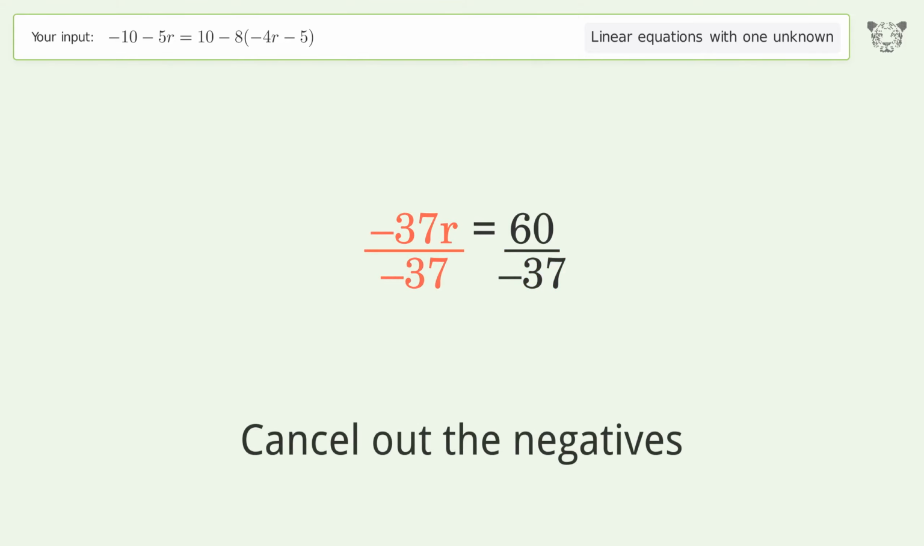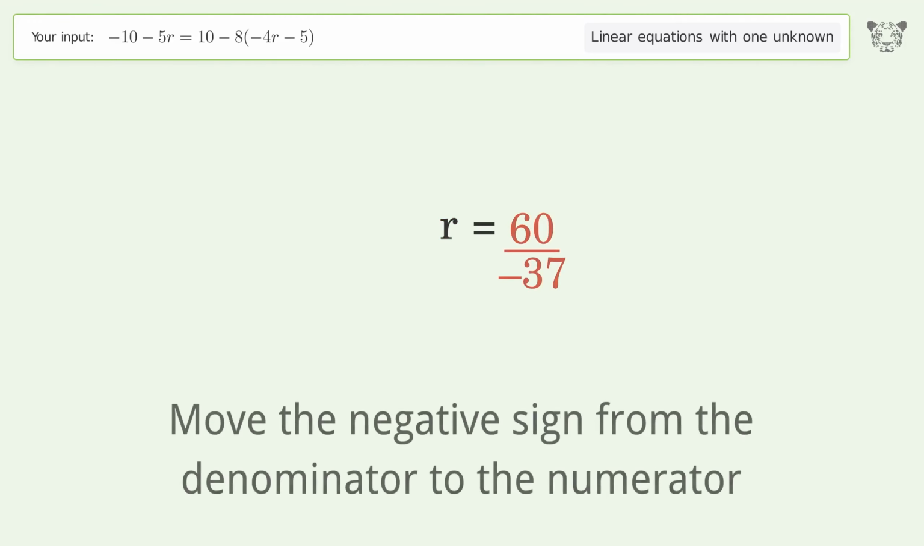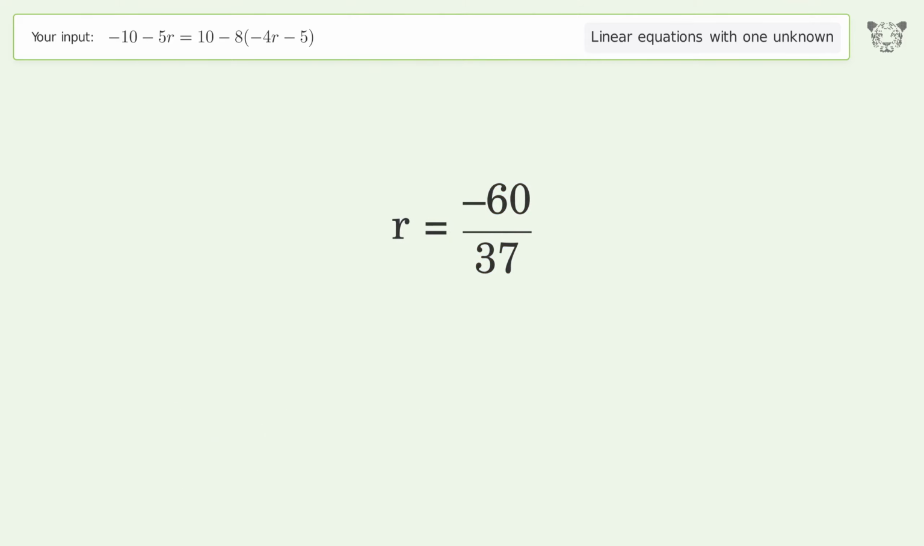Cancel out the negatives. Simplify the fraction. Move the negative sign from the denominator to the numerator. And so the final result is r equals -60/37.